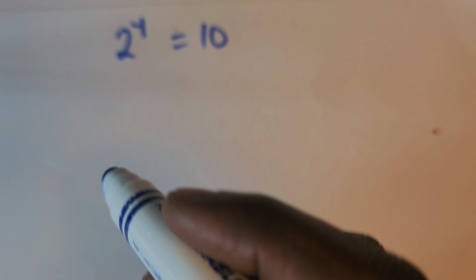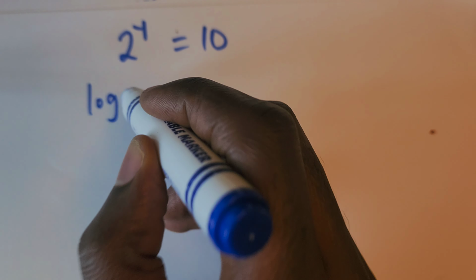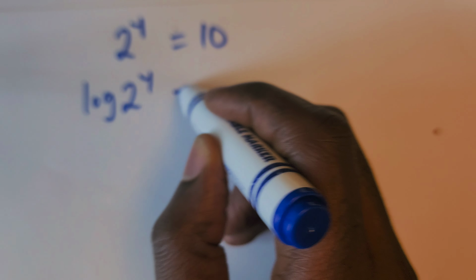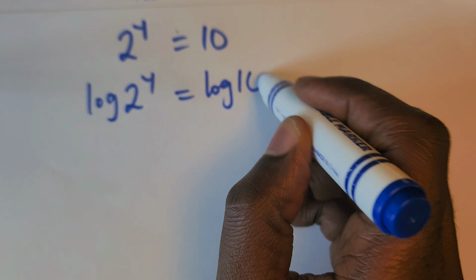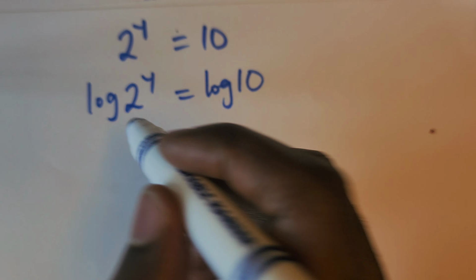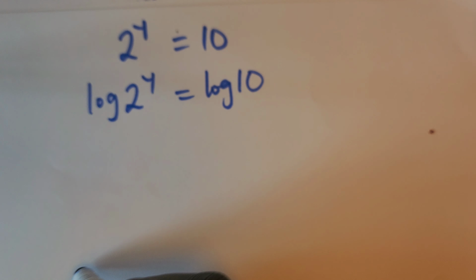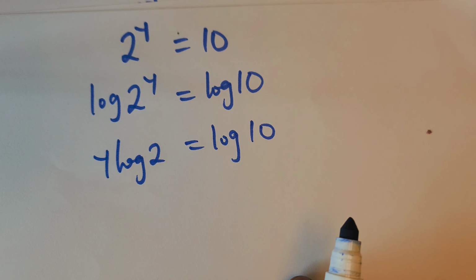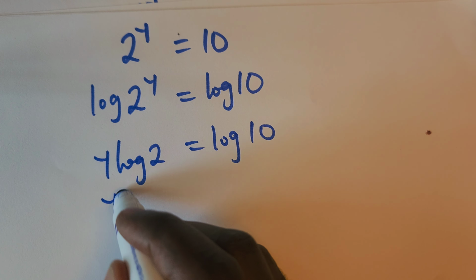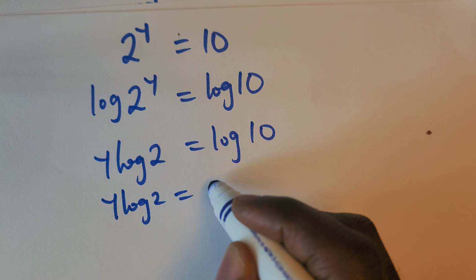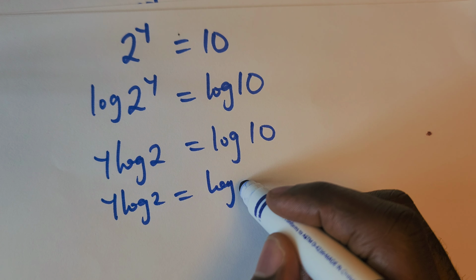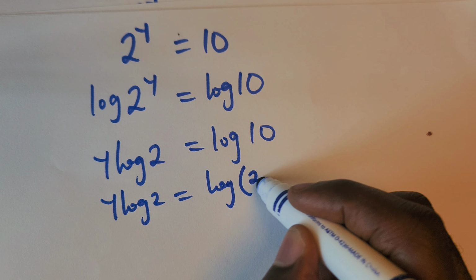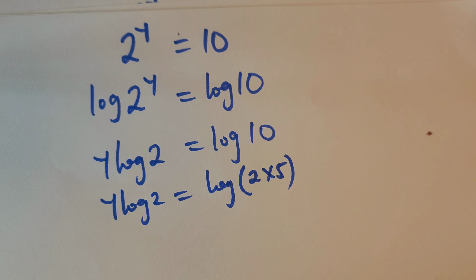Now, solving from here, we can apply logarithm to both sides. So here I'm going to have log of 2 to the power of y equals log 10. And moving this y backward, I can have y log 2 equals log 10. Now, log 10 can be written as log of 2 times 5.